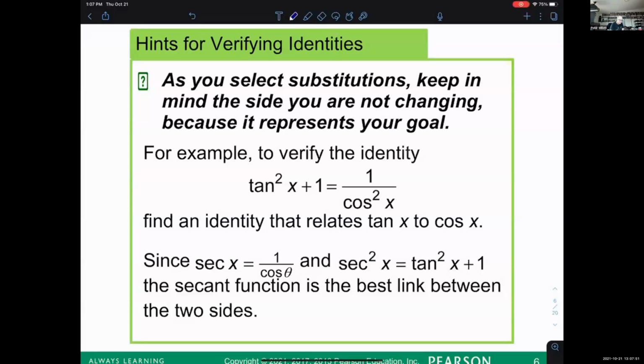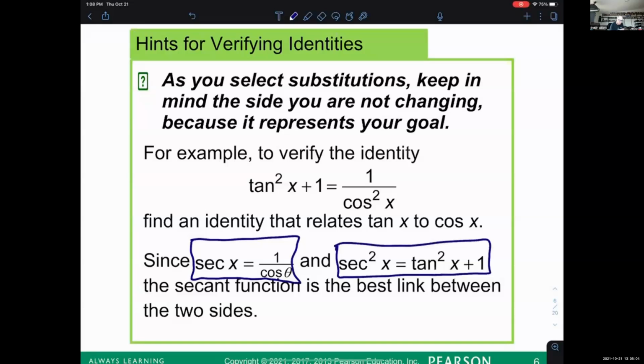And so they're saying, since we have the identity that secant x is equal to 1 over cosine, that's a reciprocal identity. And we have an identity that secant squared x is the same as tan squared x plus 1. That's one of our fundamental identities, the Pythagorean identities. The secant function is the best link between the two sides. So they're saying tan can be related to secant and cosine can be related to secant. So secant relates these two sides together.